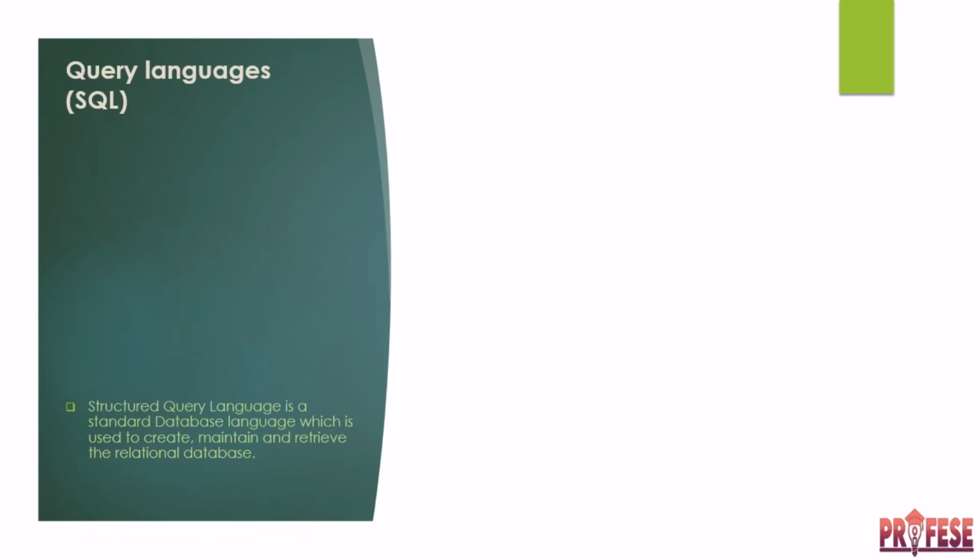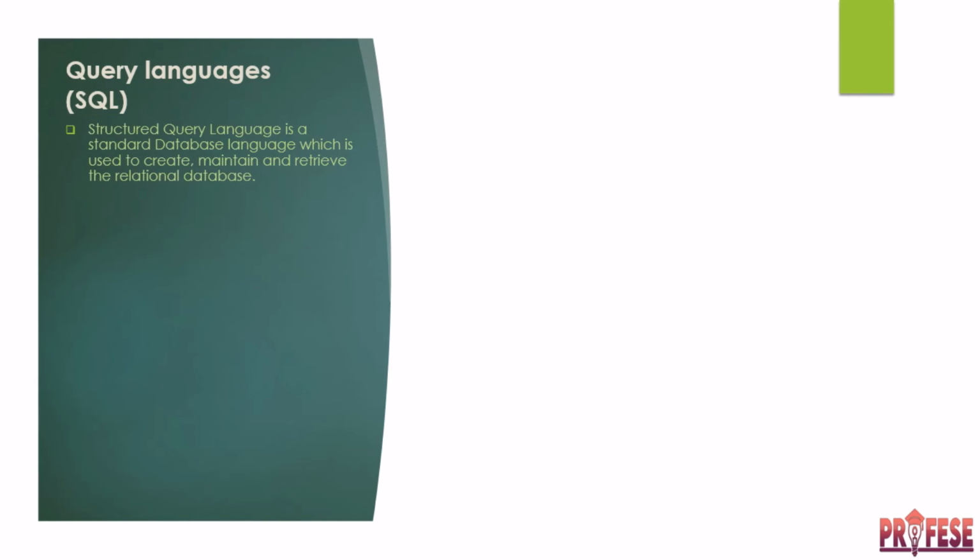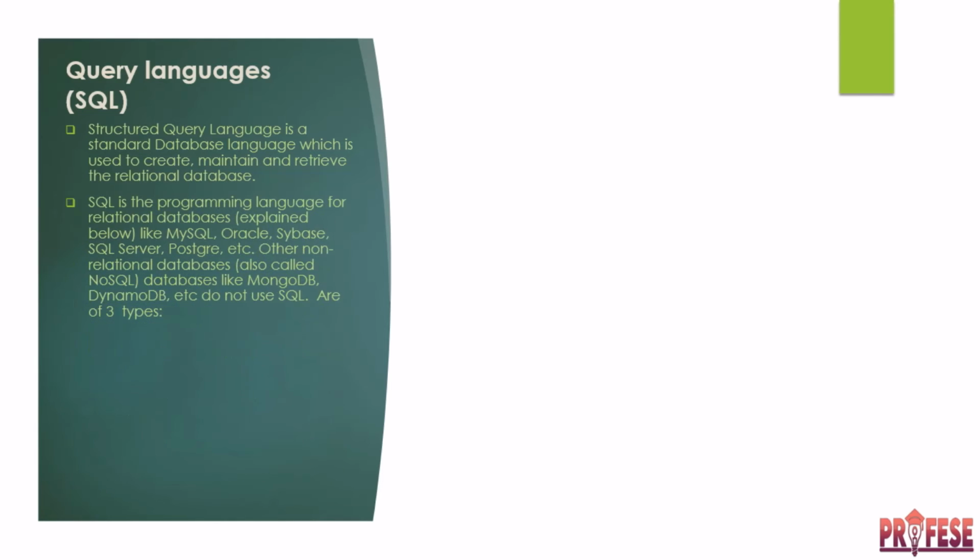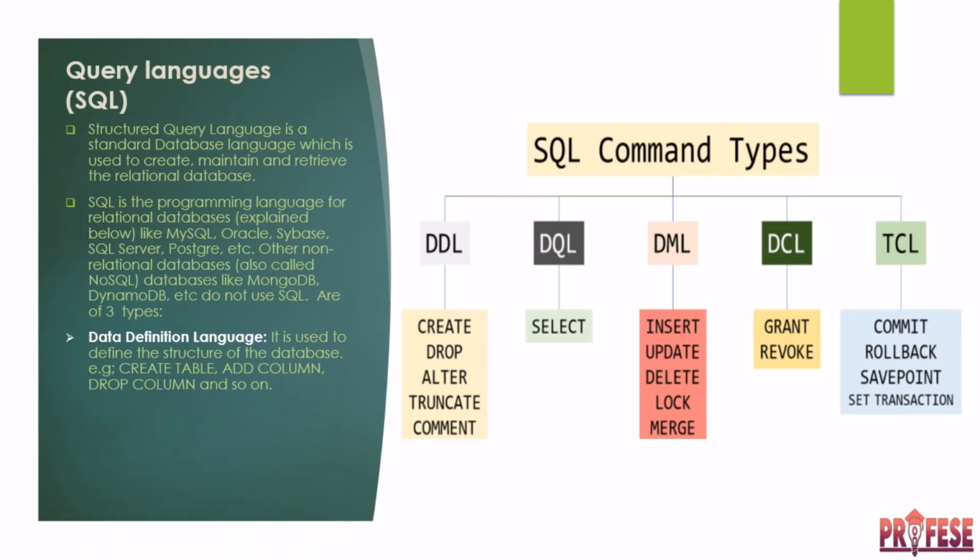Query language. Structured Query Language is a standard database language which is used to create, maintain and retrieve relational databases. SQL is a programming language for relational databases like MySQL, Oracle, SQL Server, Postgres, etc. Other non-relational databases like NoSQL, such as MongoDB or DynamoDB, etc., do not use SQL. There are three types of SQL commands.